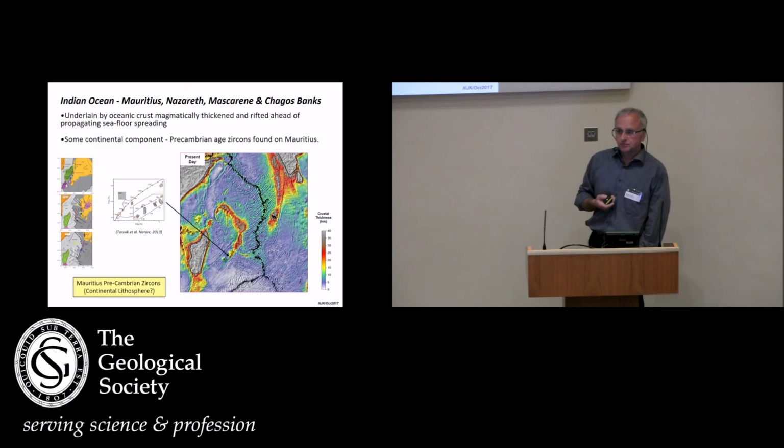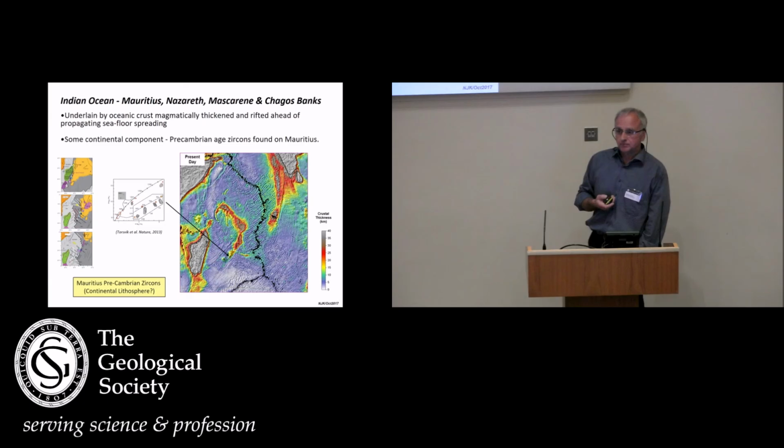If we go to the present day, it's worth just noting Chagos here. These black dots are earthquake epicenters. Chagos is actively extending today, and one wonders whether this is the start of a new ridge jump, which may in fact go into the Chagos banks. Dominantly we're seeing oceanic crust in this region, magmatically thickened, ahead of propagating seafloor spreading. But as well, a few years ago with Trond, we published results which report Precambrian age zircons recovered on Mauritius.